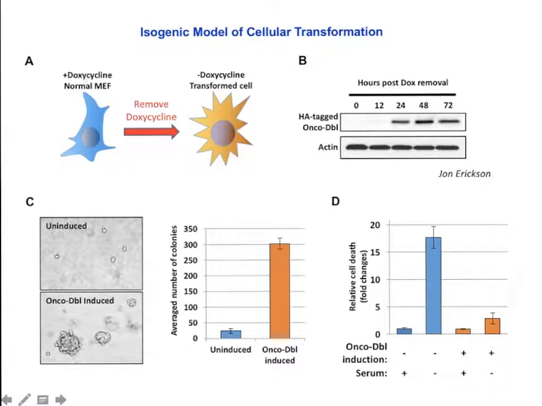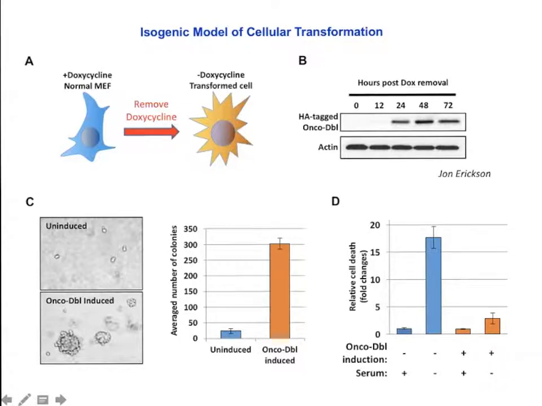And you can see that as long as these cells expressing this construct are in the presence of doxycycline, they don't express this HA-tagged form of OncoDbl here. However, if you just remove doxycycline from these cells, you can induce expression of OncoDbl. And in fact, you can transform the cell.